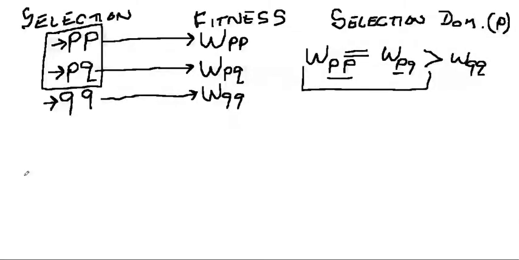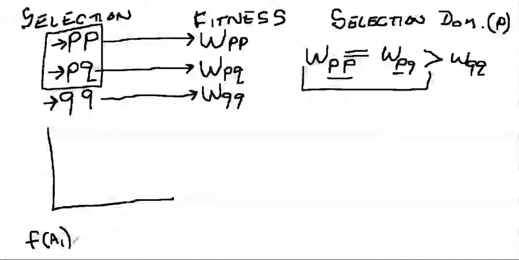Let's stop for a minute and think about this graphically, what this also means. If we were to look at what's going to happen to the frequency of the A1 allele, and remember, the frequency of the A1 allele is just P. So if we look at what happens to the frequency of that A1 allele over time, what should happen to it?